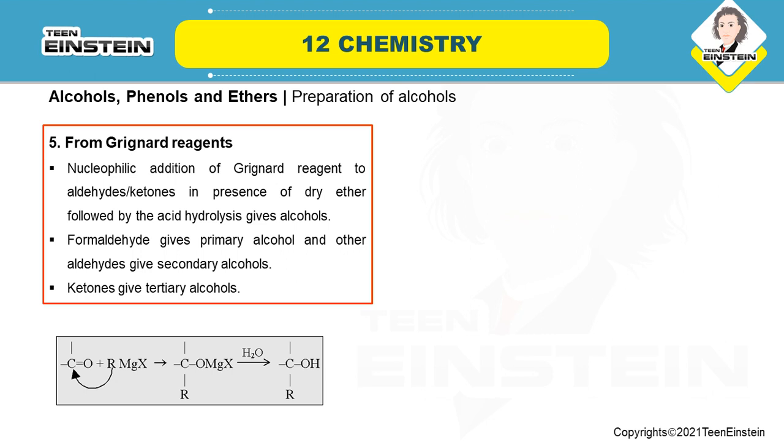Here we are starting from Grignard reagents as the starting material for the preparation of alcohols. Nucleophilic addition of Grignard reagent to aldehyde or ketone in presence of dry ether as solvent. This is the first step, followed by acid hydrolysis, which finally will give us alcohols.